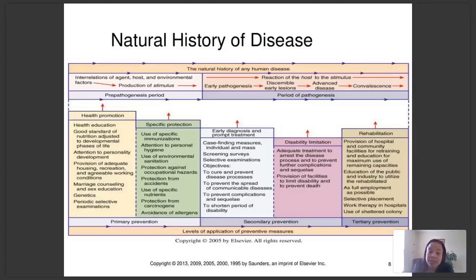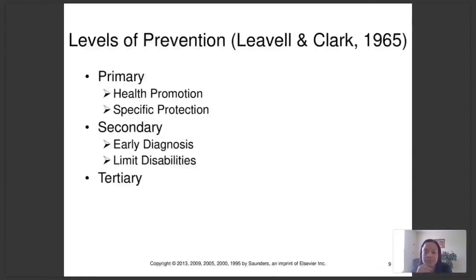We're educating the public and industry so that we can utilize those who are rehabilitated, okay? We can look at things such as how do we reintroduce those individuals back into society based on their new normal. That's kind of a big thing that's going to go on with that, okay? And you can look at some of the other points associated with it as well. So we've talked about levels of prevention, Leavell and Clark back in '65. So we've mentioned that in a number of categories, and I just mentioned it on the previous slide as well.